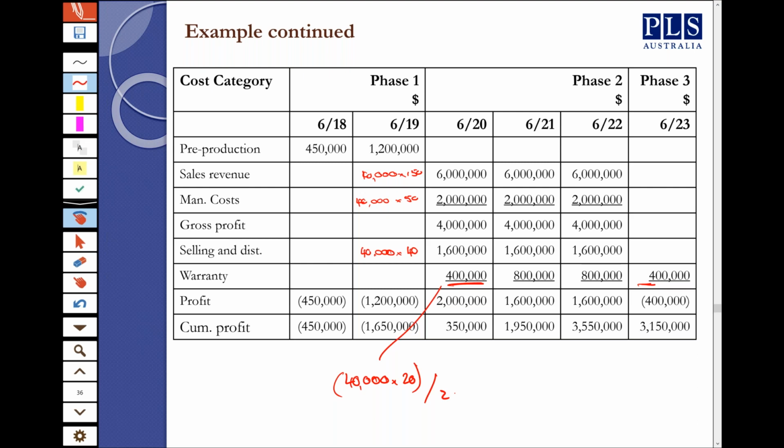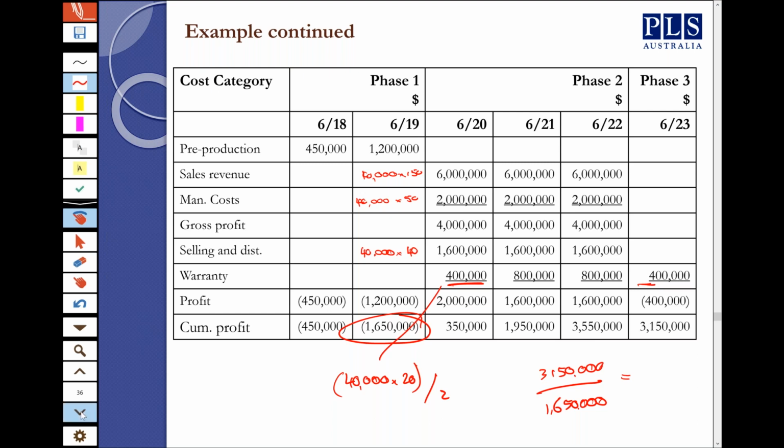If I'm then looking at doing my lifetime return on investment, I take my 3,150 and note, guys, that you use your cumulative figure with respect to your phase 1. So it'd be your 3,150 on your 1,650 in this instance would get me my lifetime return on investment.